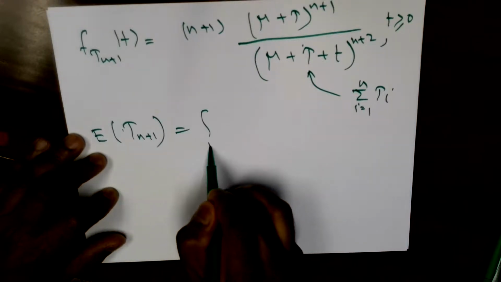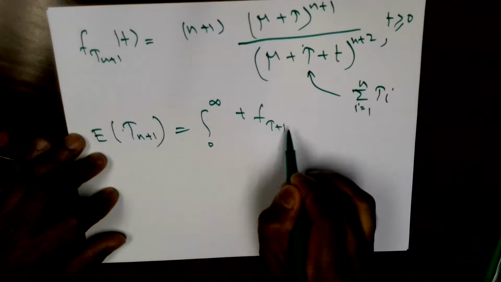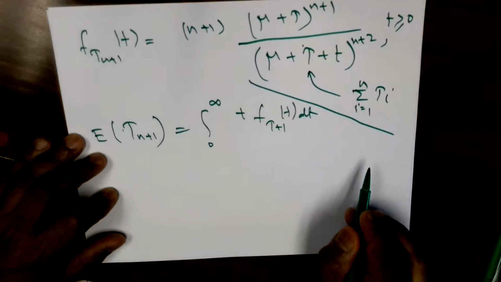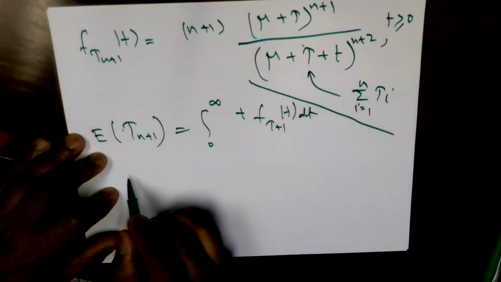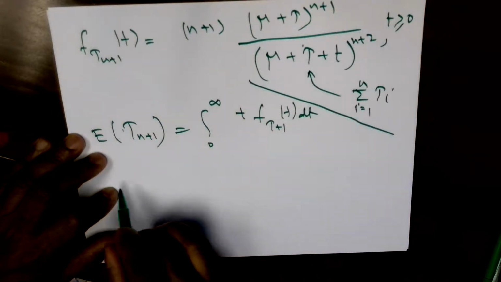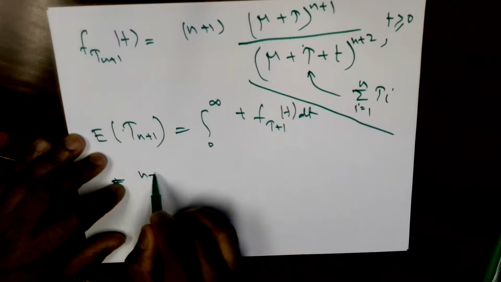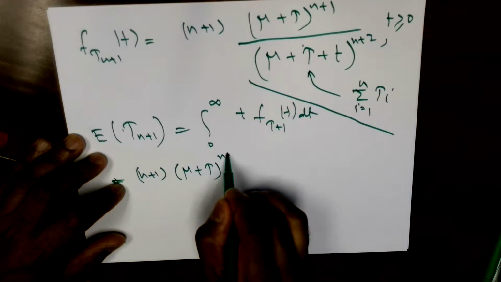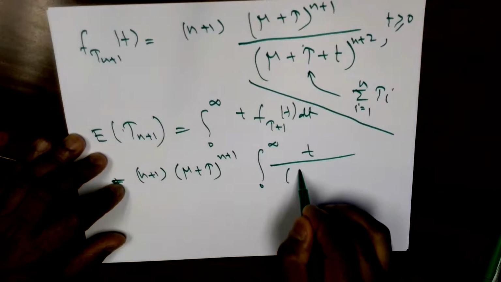So that's going to be the integral from 0 to infinity of t multiplied by f of tau n plus 1 at t, dt. You just need to do this integral. If I substitute it, you can check this very easily. This is a PDF, you just integrate it. Area will be 1. So this will turn out to be n plus 1 times (mu plus tau) to the power n plus 1, integral 0 to infinity, t over all the terms involving t.